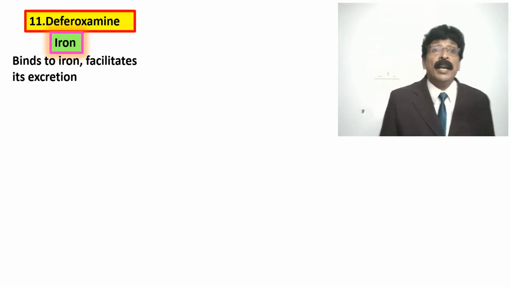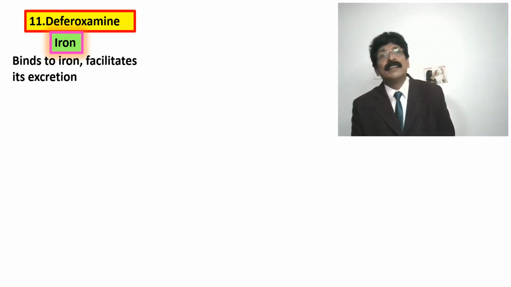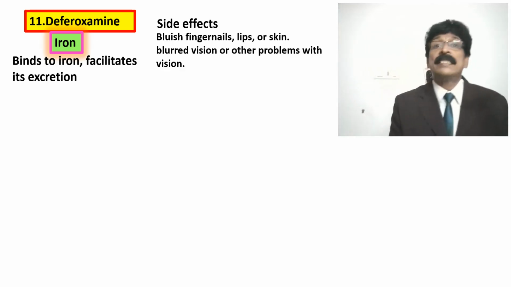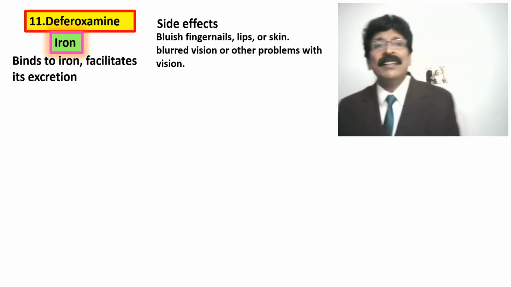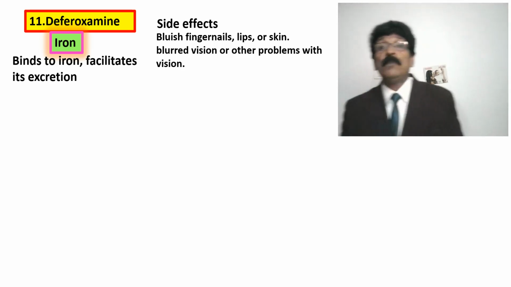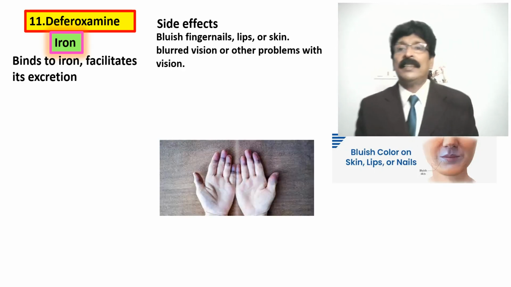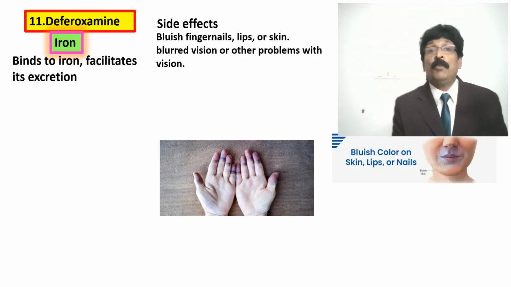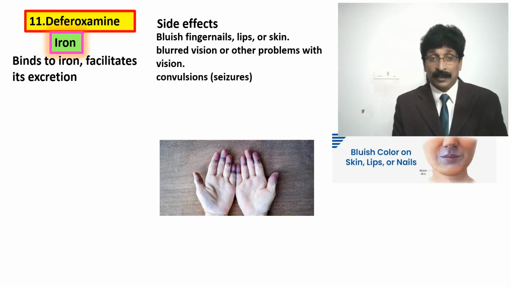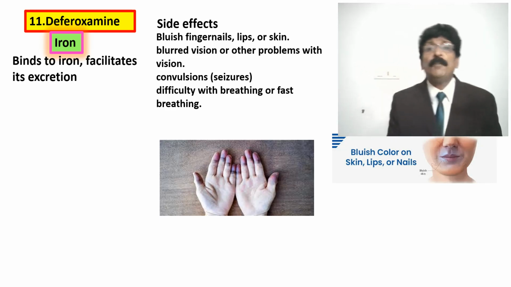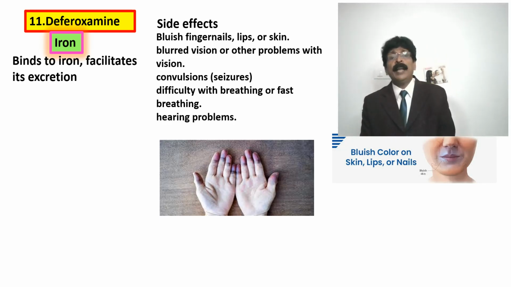Binding to iron facilitates its excretion. Side effects: bluish fingernails, lips or skin, blurred vision or other problems with vision. You can see the blue in the lips of that lady, and the fingers are bluish in nature. Convulsions and seizures can also occur. Difficulty with breathing and fast breathing, hearing problems, redness or flushing of skin.